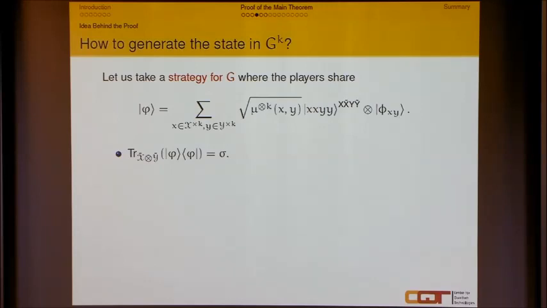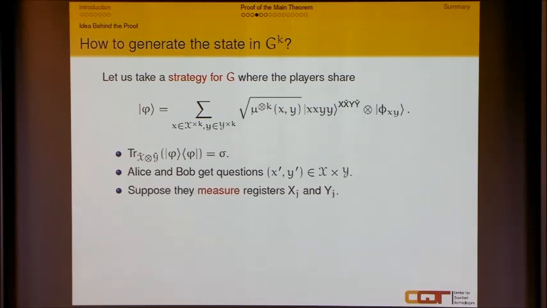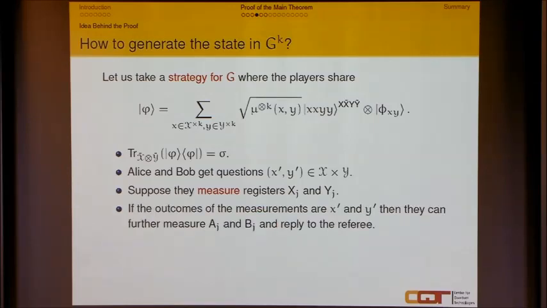So let me propose a strategy for G. Alice and Bob get questions x prime, y prime, and then they want to generate this state. What they share here is a superposition in the jth coordinate, but they want x prime in the jth coordinate, the value x prime that they get as a question. One way to do it is they can just measure this register xj, and Bob measures yj, and then if they're lucky, they get x prime and y prime, in which case they successfully generated the state.